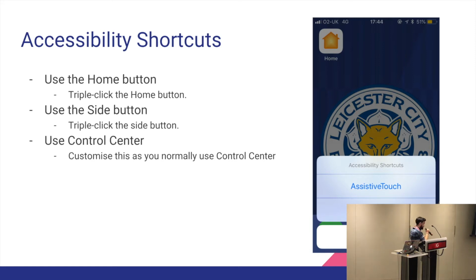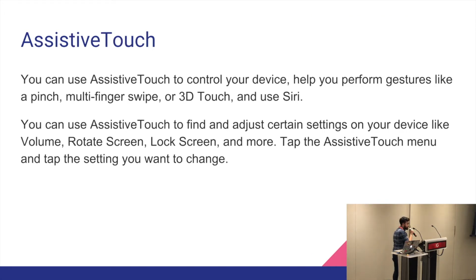If you have a really fancy new iPhone and you don't have a physical home button, you can triple click your side button when you're trying to turn it off, and you can get access to this in that way as well. Or alternatively, you can do it via the control center, which everyone here has definitely customized, right? Assistive Touch. So Assistive Touch allows you to control your device performing gestures.